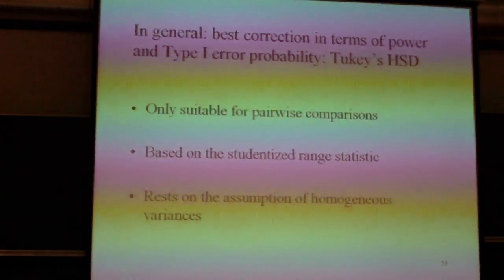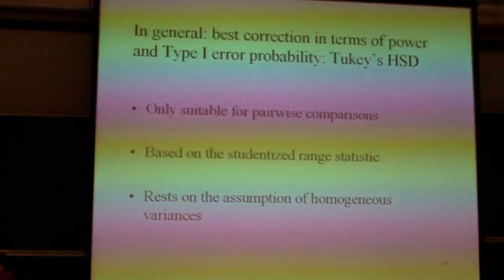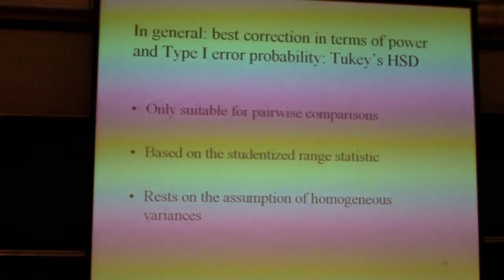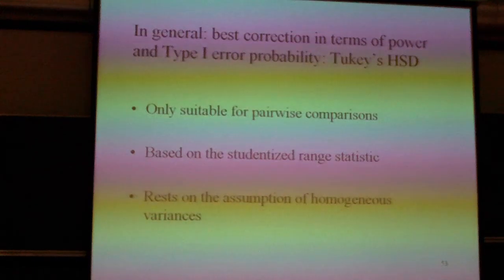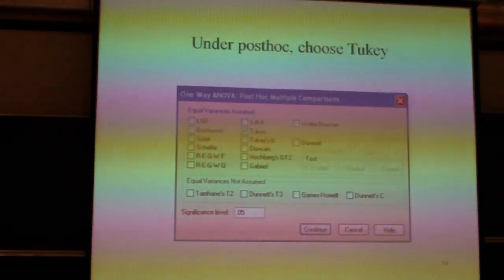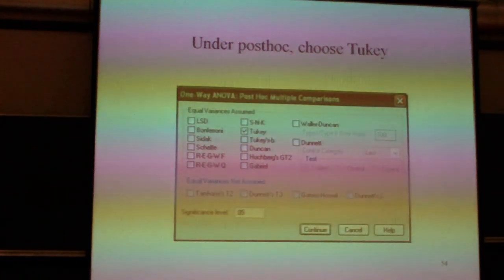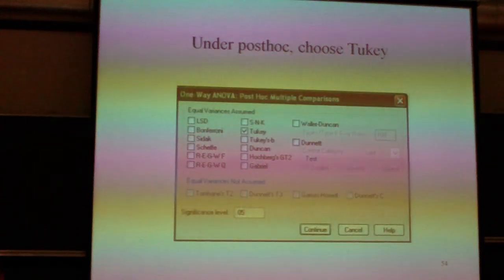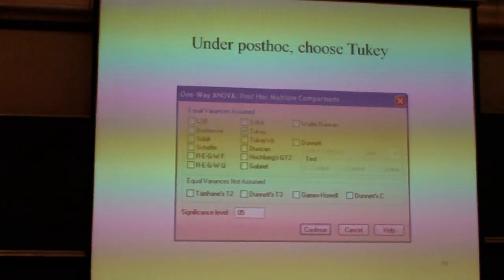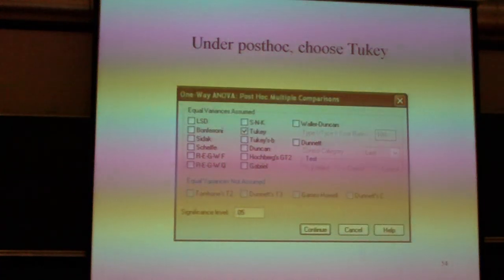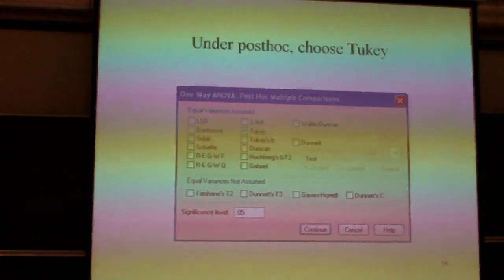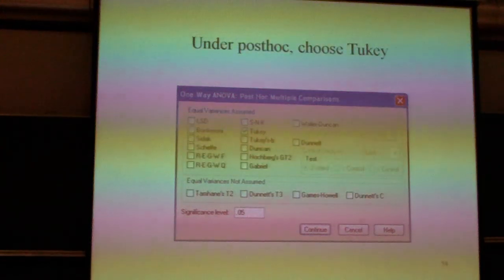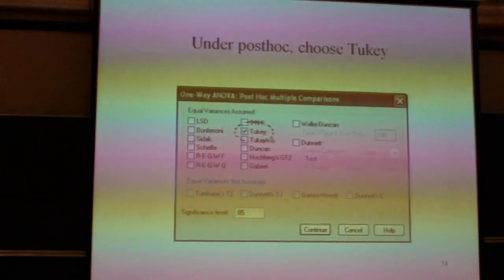So if the assumption of homogeneous variances is clearly violated, then you should not order the Tukey correction as a multiple testing correction. If, however, the variance assumption is not violated and you are only doing pairwise comparisons, then the Tukey correction, which can be ordered in the posthoc window over here, is mostly the best multiple testing correction that you could opt for.